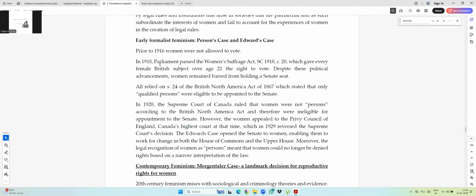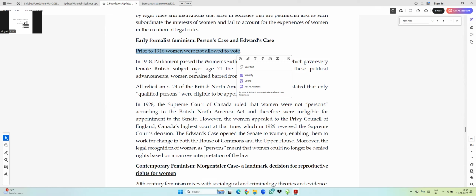I'm sure you might have read about it. There was the Women's Suffrage Act in the year 1918, which gave every female British subject over 21 the right to vote. This is where the turning point happened. Before 1916, women were not allowed to vote at all. So the feminist perspective on law comes from this angle: why was there a need for feminism? Because there was inequality. Feminism is not about putting women ahead. We know that. It is about equality. We are just fighting for equality.